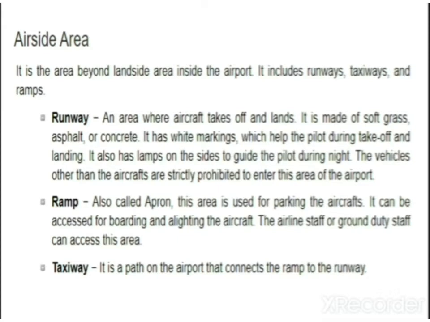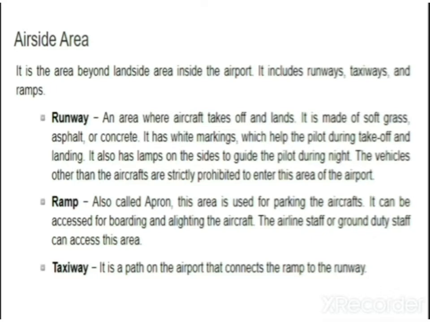During daytime, white color markings on the runway give guidelines to the pilot about where to take off or where to land the aircraft on the runway. To help during night time, the runway contains lamps to guide the pilot. Vehicles other than aircraft are strictly prohibited from entering this area of the airport.